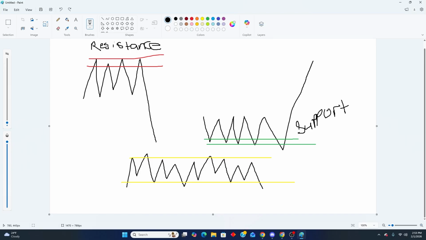People normally draw lines, boxes, whatever you want here. I draw a double line.